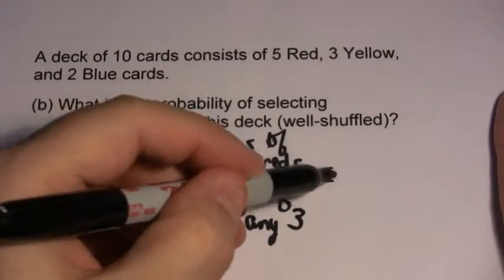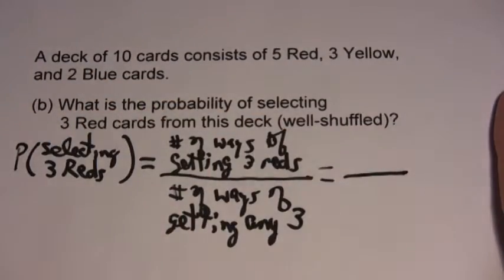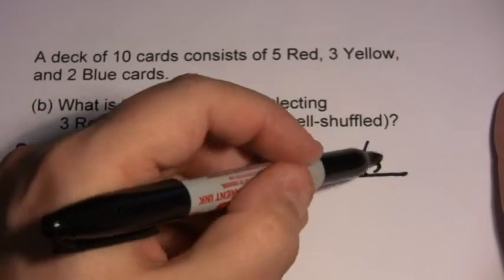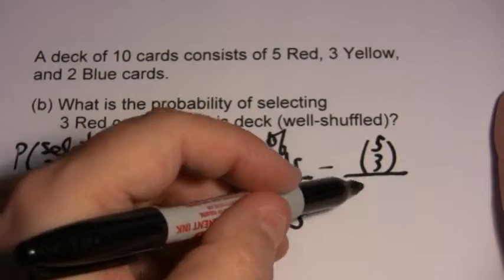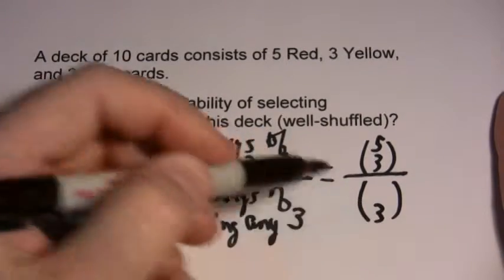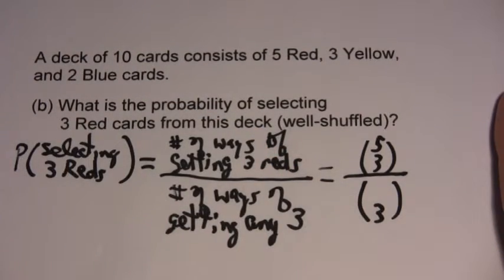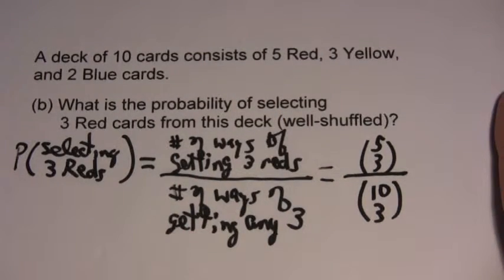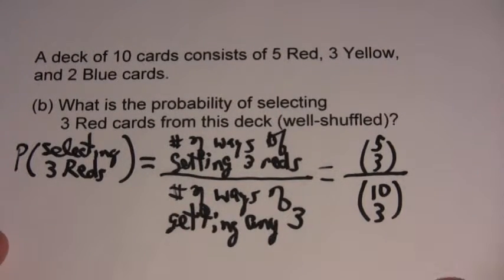Order doesn't matter, so it's a combination. Up top, it's the same thing we got from part A. We're choosing 3 red cards out of the 5. Down bottom, we're choosing 3 cards. We don't care at all what they are, so it could be any of the 10. Remember, there are 10 cards. So the answer is the product of those 2.